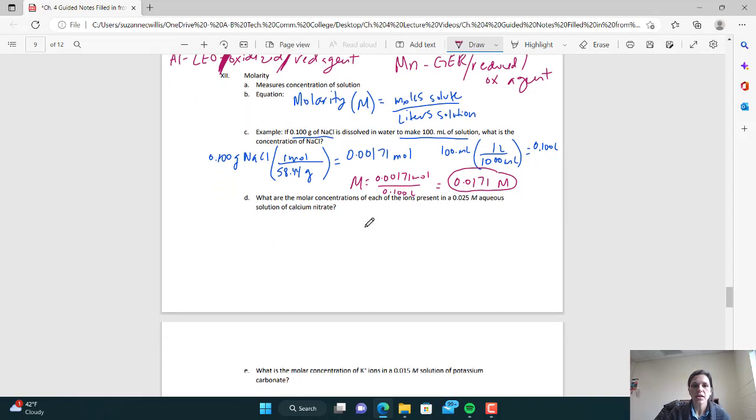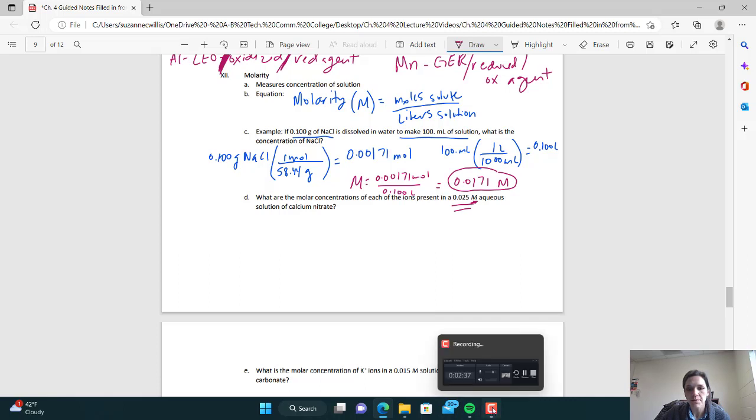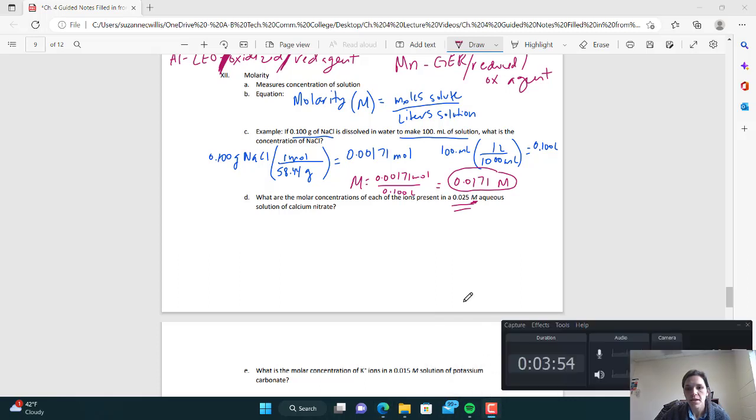Okay, the next one is talking about molar concentrations of ions. So here you see how it gives me the molarity. When you see capital M, that's molarity of an aqueous solution of calcium nitrate, right? So here what we can do is think about who the substance is. Calcium nitrate is going to be Ca plus 2 and NO3 minus 1. We flip and drop the charges. So we're talking about this one, right? What this is telling us is the concentration is 0.025 molar.